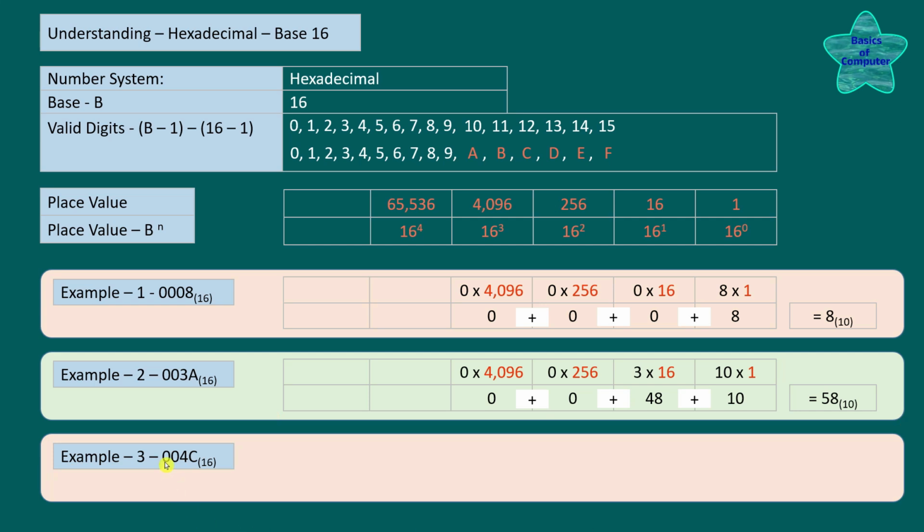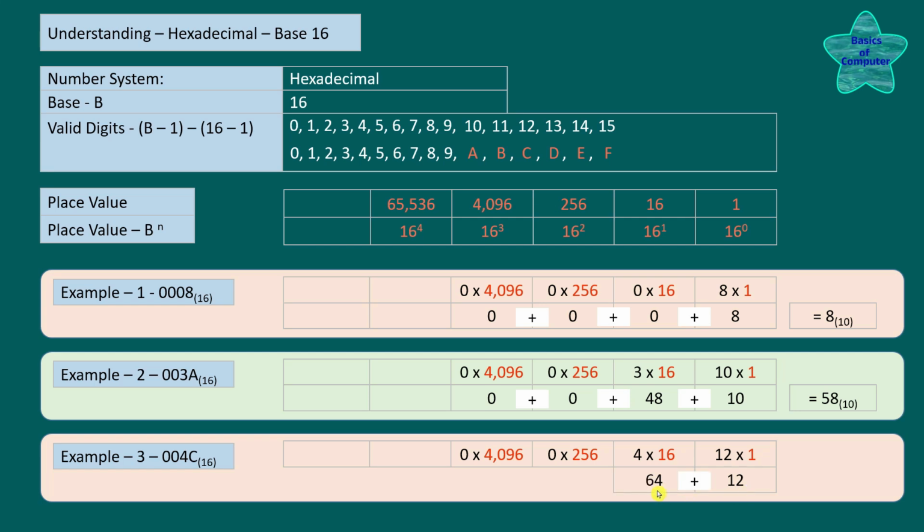We'll take one more example. 4C to the base 16. So the first digit is C. So C stands for 12. So in my expansion, instead of writing C, I write 12 into place value 1. Second digit is 4 into place value 16. Others are 0. So if we solve this, 12 ones are 12.